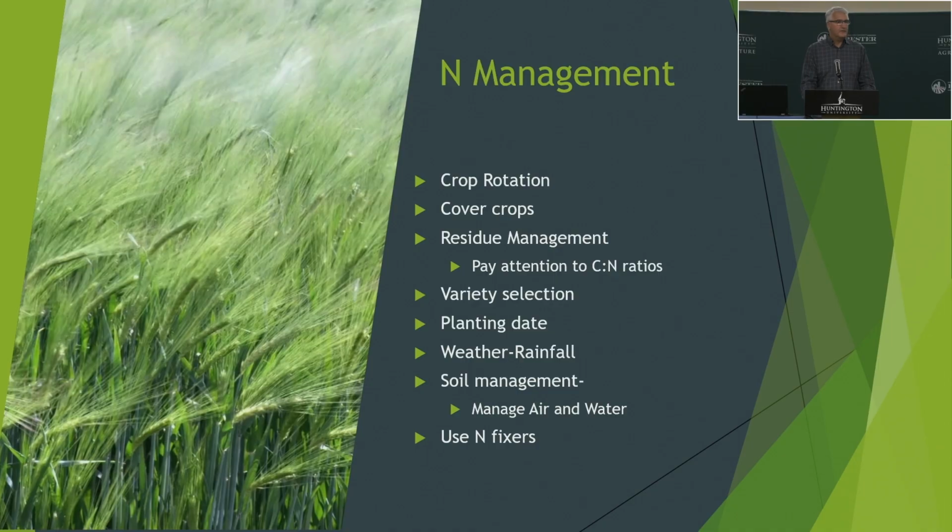That's why we need to start residue management early, or else not let cover crops get too big. Then variety selection. There's a big difference in the way different hybrids utilize nitrogen and what point in the season they need nitrogen. So take that into consideration. Also planting date. It's probably going to take less nitrogen on a June planted crop than on an April planted crop. Weather and rainfall. Again, if we get periods of heavy rain where we have nitrogen loss, you may have to put more on than you planned. And then the soil management, managing air and water.